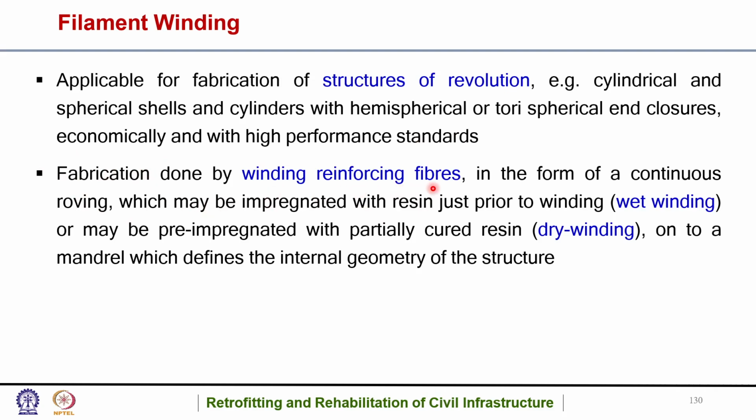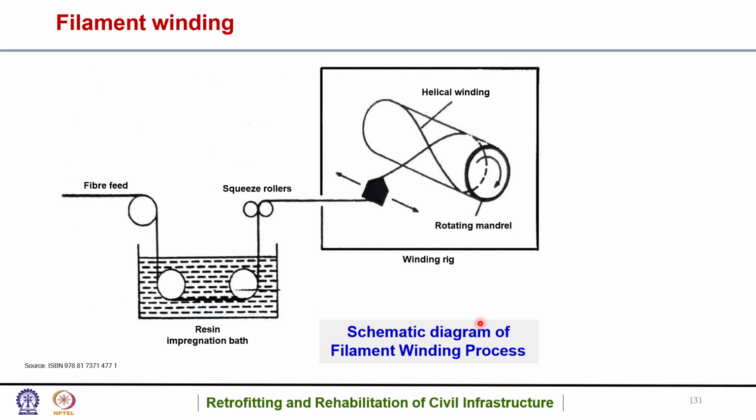Fabrication is done with winding reinforcing fibers in the form of a continuous roving, which may be impregnated with resin just prior to winding, that is wet winding, or may be pre-impregnated with partially cured resin, which is dry winding, onto a mandrel which defines the internal geometry of the structure. So this is a schematic diagram of the filament winding process, as can be seen here.